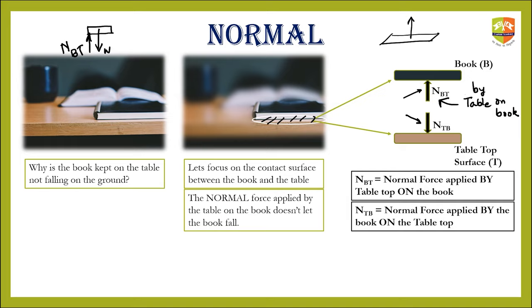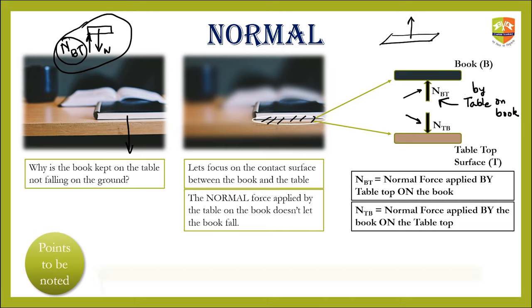Did you understand? So basically, the two forces here are countering each other and are not letting the book fall, right? The moment you remove this table, what will happen? You are removing the normal force. And the moment you remove the table, this book is going to fall down, isn't it? This is what is normal.